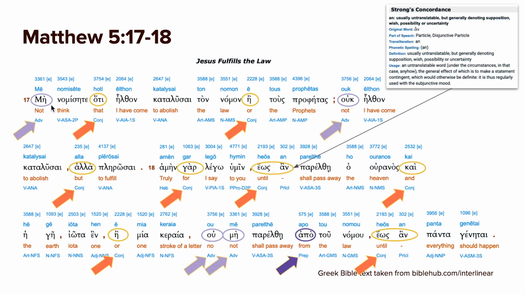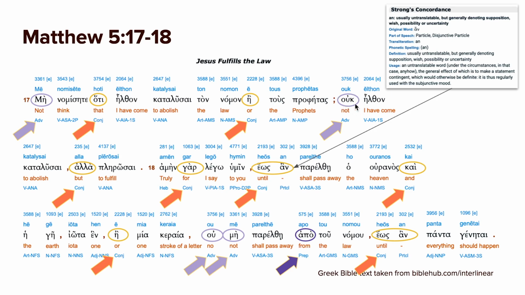All right, so let's start here. Me. Remember we use ou or me to negate a verb. In this case, it's always before something that's not indicative, it's going to be me. In this case, it's subjunctive. Don't worry if you don't understand that, but we have me. And we have hoti, "that I have come to abolish." And ee is a different word. So notice it's distinct from he. This is ee. He is the article "the" for feminine singular, nominative.